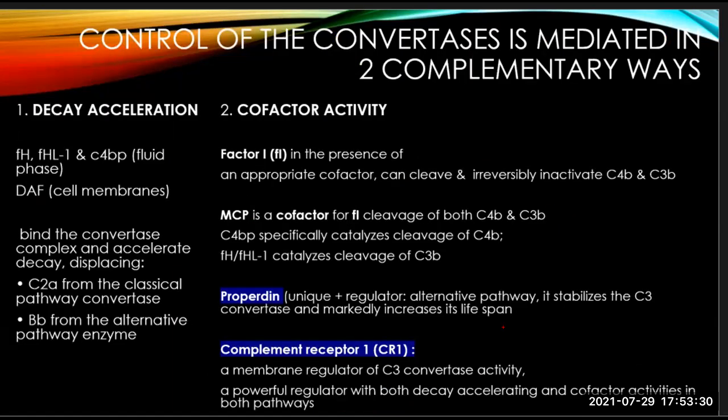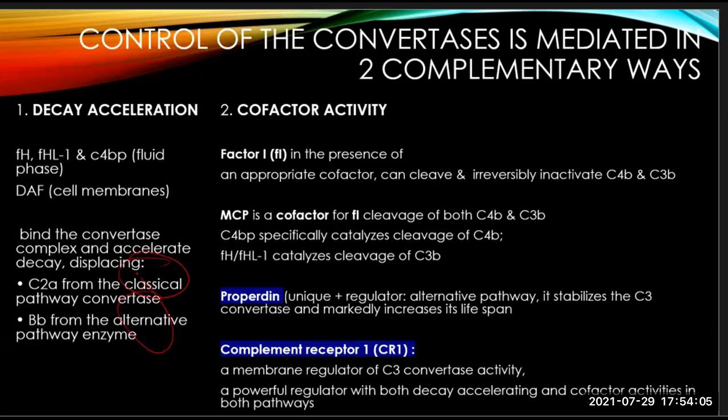Now, the control of the convertases is mediated in two complementary ways. One is decay acceleration. We have factor H like 1 and C4BP in the fluid phase, and DAF. They bind the convertase complex and accelerate decay, displacing C2a from the classical pathway convertase and Bb from the alternative pathway convertase. So this applies to both classical and alternative.